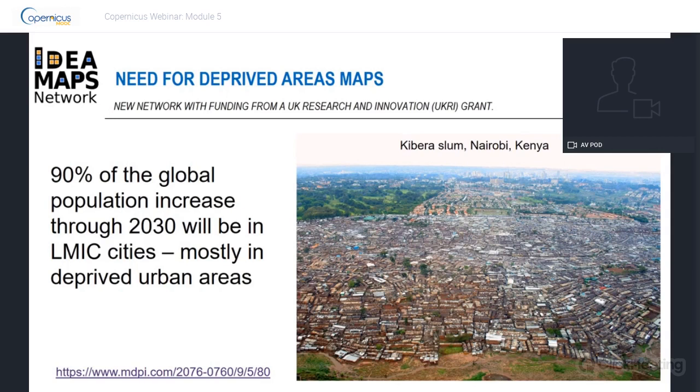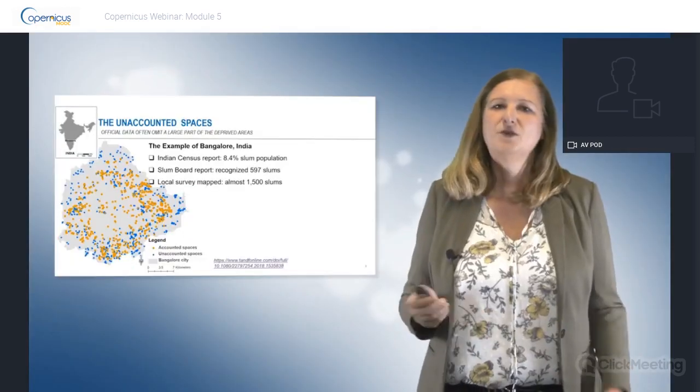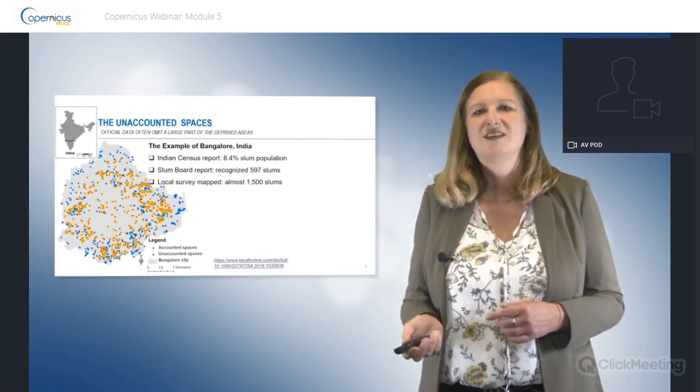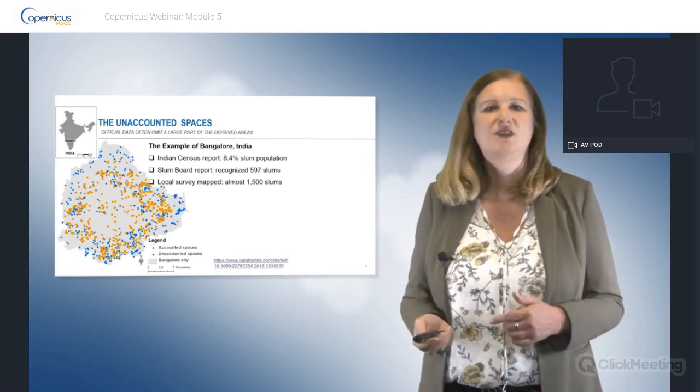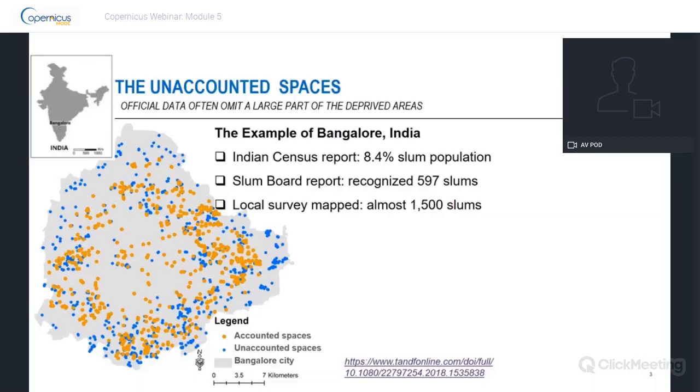Most of this growth will happen in poor communities, as you see on the right side as an example, Kibera slum, a community characterized by deprived living conditions, poor environmental conditions, and poorly serviced. What you can observe in existing official data sets is that data on such communities are often missing. Here shown for the example of Bangalore in India, where the blue dots are the poor communities which are not officially recorded in municipal data sets.